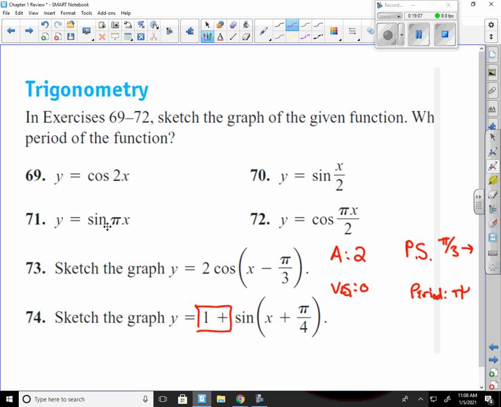For 71, because this is sine of pi x, then in order to find my new period, I do 2 pi, because that's how long it takes sine to circle through it all, divided by pi. It gives me 2. So that's how I would find my period.